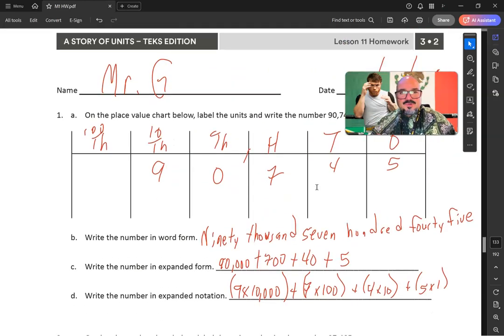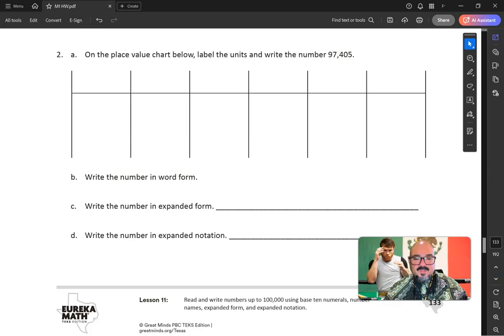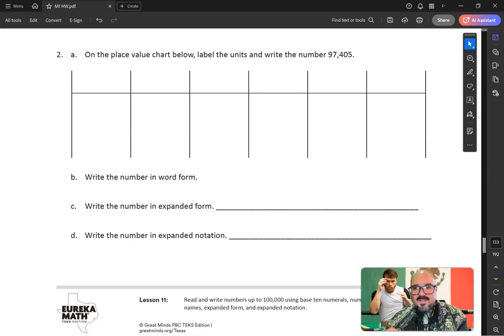This number 2 is the same thing as number 1. Okay. On the place value chart below, label the units and write the number 97,405. Ones, tens, hundreds, comma, thousands, 10,000s, 100,000s. Okay.